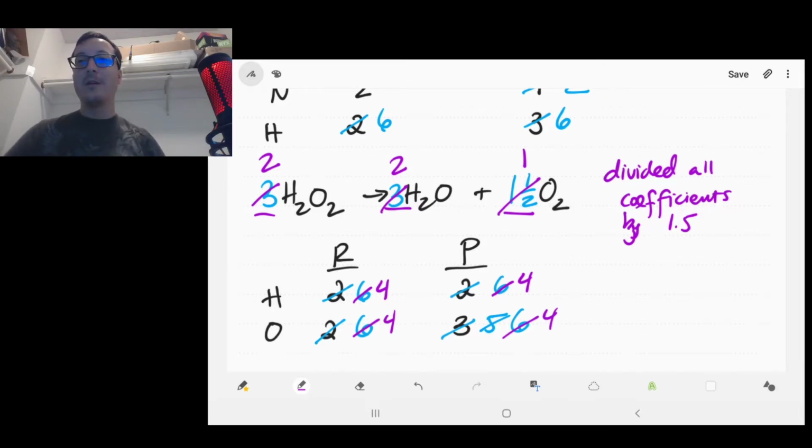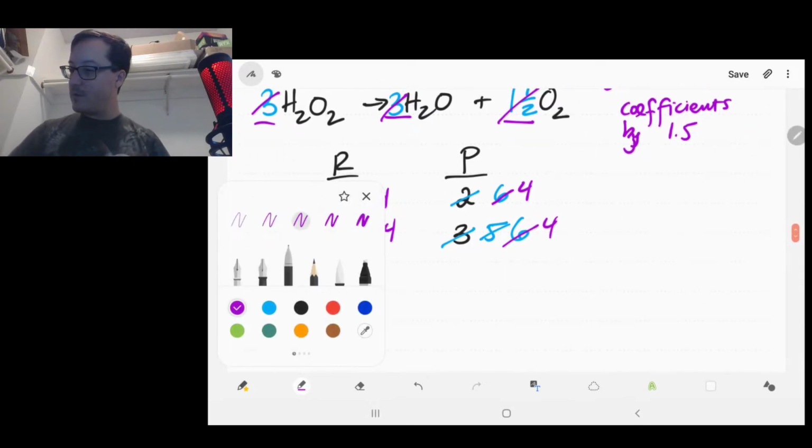So, believe it or not, it's just easier to say these half coefficients here and then just deal with them later. In this case, we were able to divide them all by 1.5. Sometimes you'll need to just multiply things by 2. Whatever you need to do to make them all the lowest possible coefficients. So, that's another one. Let's do some more balancing.